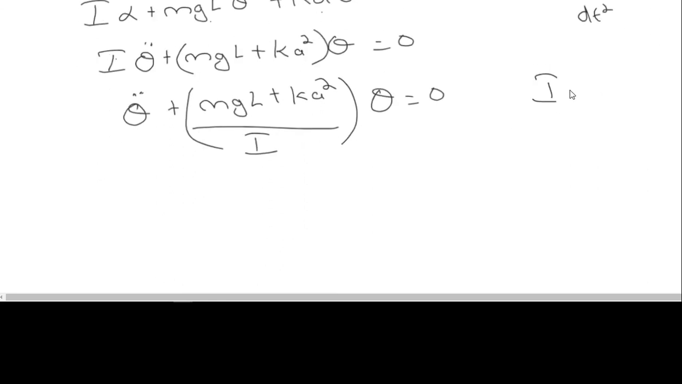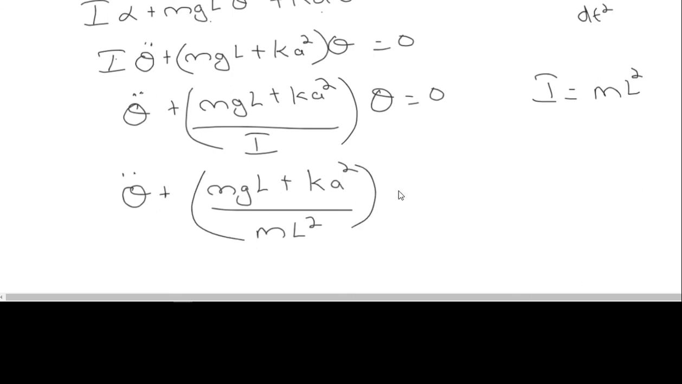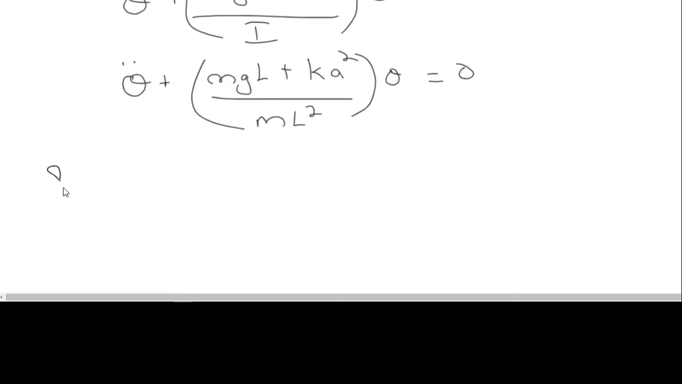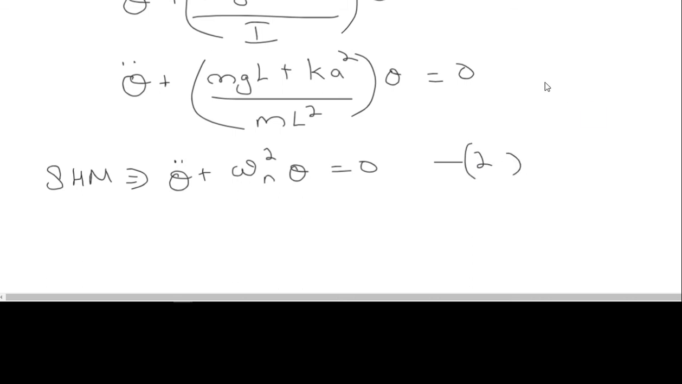And we know I is equal to m l square. If we substitute that, we will get theta double dot plus (mgL plus k a square) divided by m l square, multiplied by theta, is equal to 0. We know the equation of simple harmonic motion, that is theta double dot plus omega n square times theta is equal to 0. Let this be equation 2 and the previous one be equation 1.